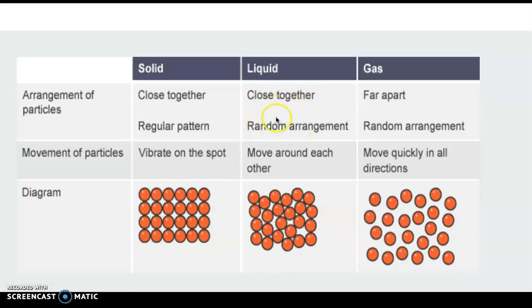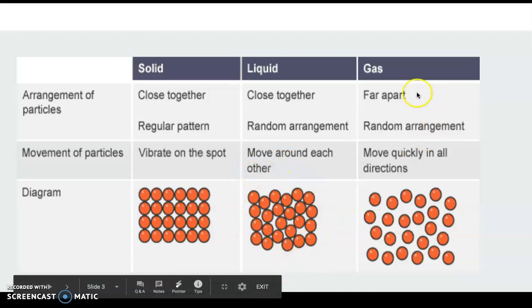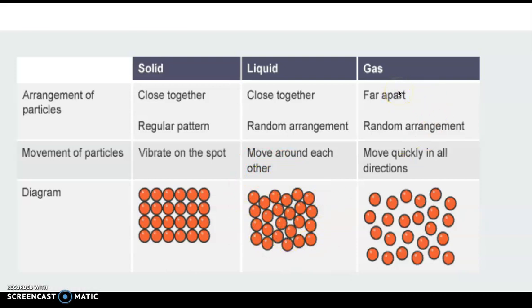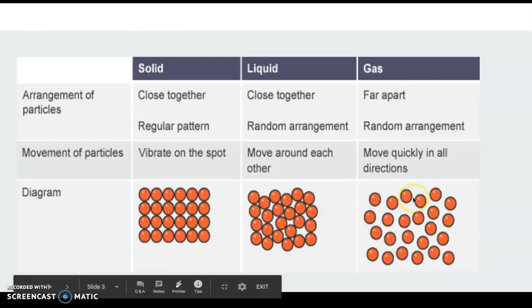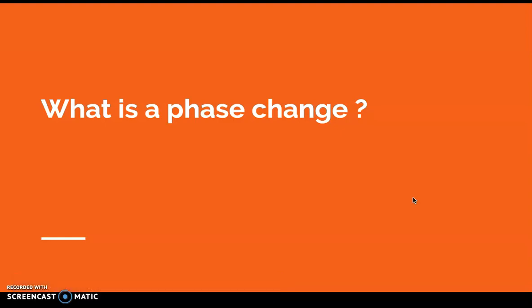Liquids are still close together, however, they're more of a random arrangement. They aren't as organized as a solid. They move around each other as seen in this diagram here. Gases are far apart. They have a random arrangement. The particles are as spread out as possible, as you can see in this diagram, and they move quickly in all directions. So what is a phase change?